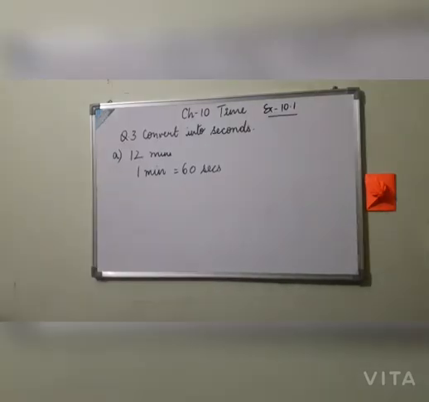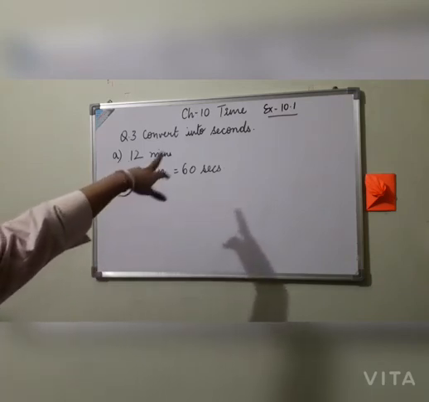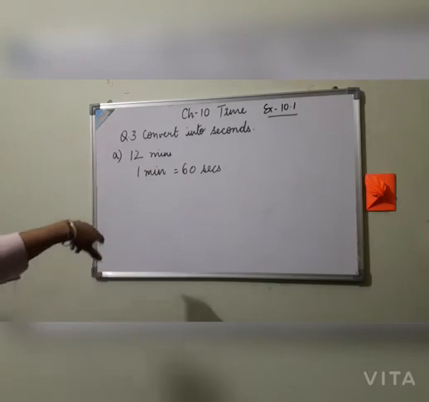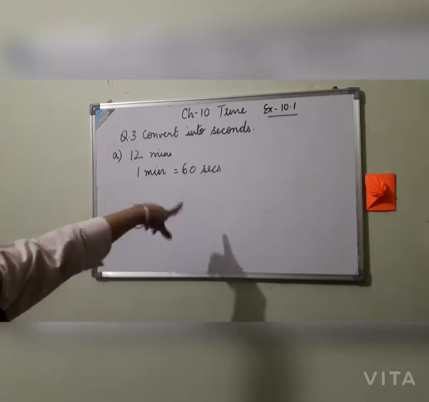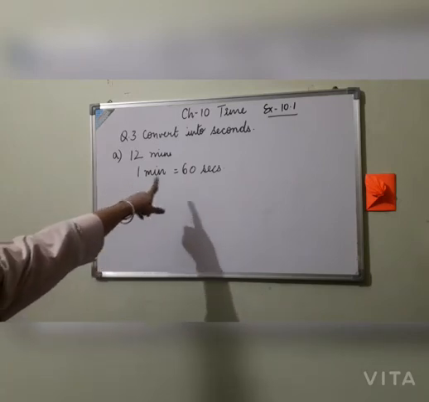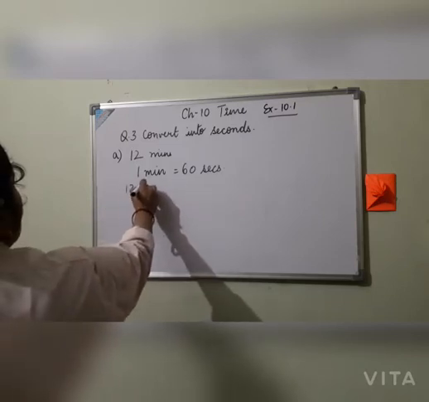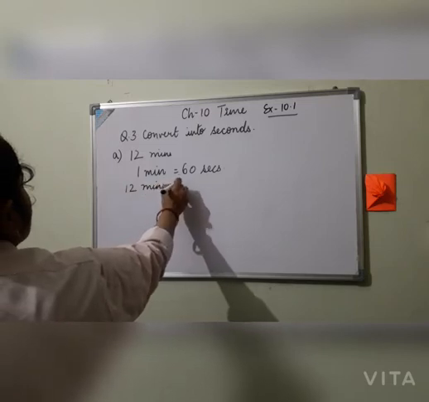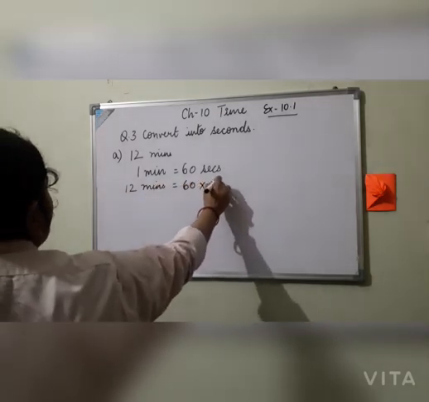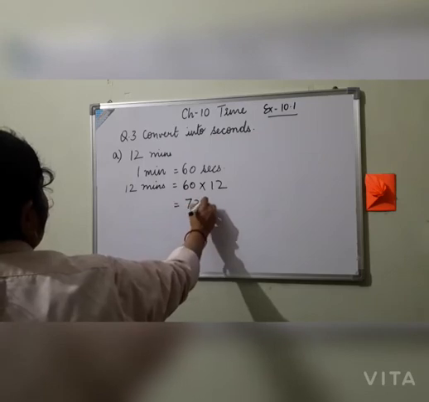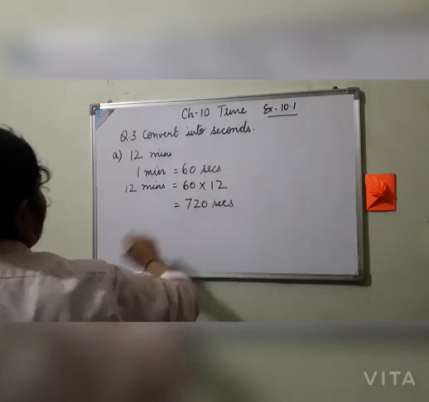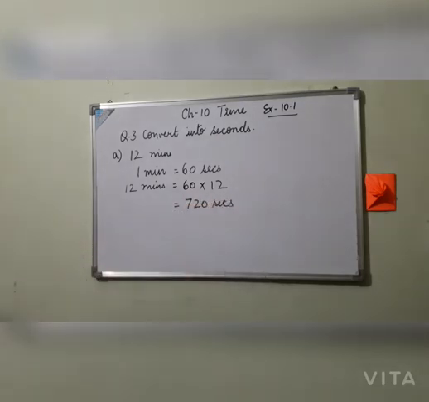So students, the last part of this exercise 10.1 is question number 3, convert into seconds. A part says 12 minutes. Here minutes have to be converted into seconds. So first you need to know how many seconds are there in 1 minute. 1 minute has 60 seconds. So if 1 minute has 60 seconds, 12 minutes will have 60 to be multiplied with 12, which is 720 seconds. So there are 720 seconds in 12 minutes.